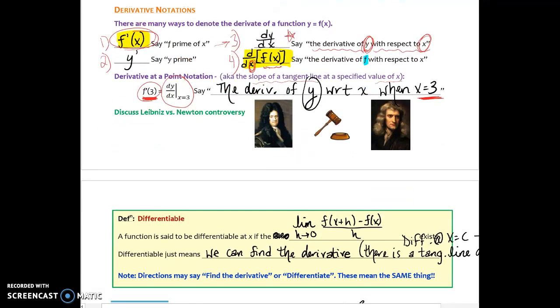We'll talk about this Newton-Leibniz controversy tomorrow when I'm back. It's basically some controversy over notation.